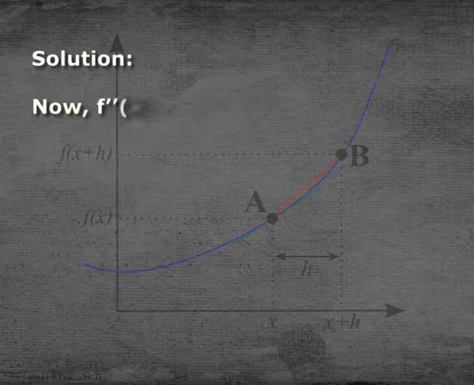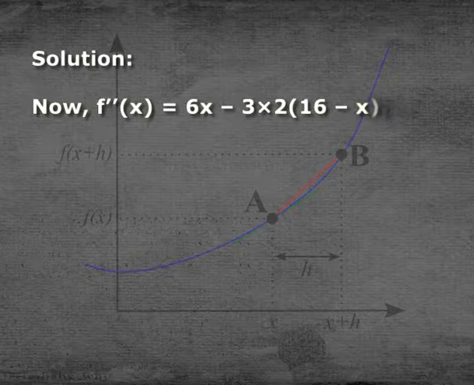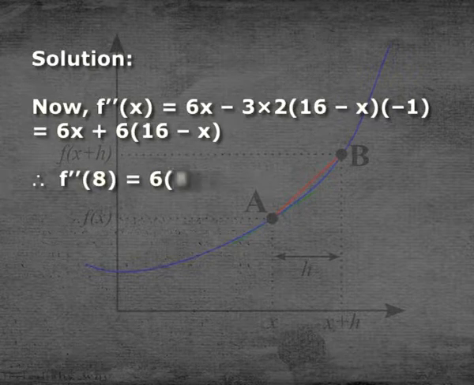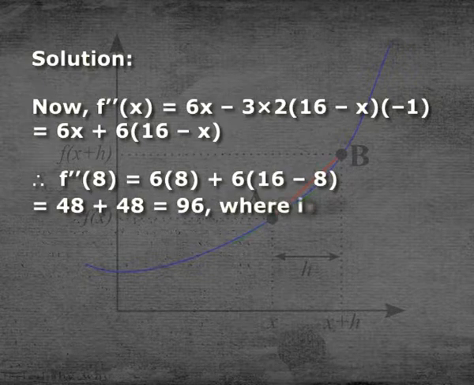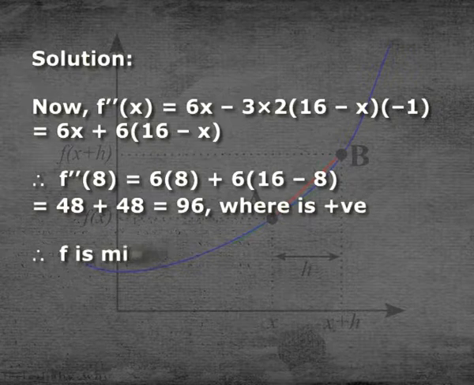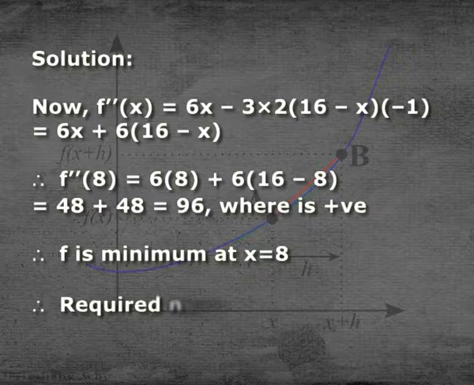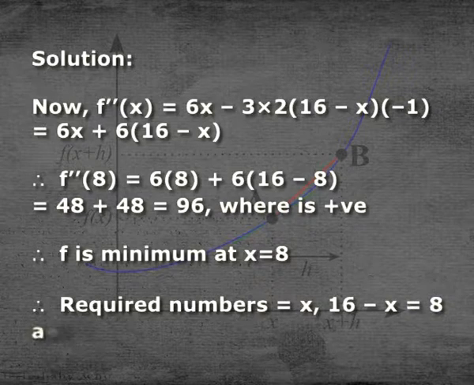Now we see that the second differentiation of f(x) is equal to 6x minus 3 into 2 into 16 minus x into minus 1, that is giving us 6x plus 6 into 16 minus x. Therefore, f double dash of 8 will be equal to 6 into 8 plus 6 into 16 minus 8, that is 48 plus 48, that is 96, which is positive. So f is minimum at x equal to 8. So the required numbers here will be x and 16 minus x, which is 8 and 8.